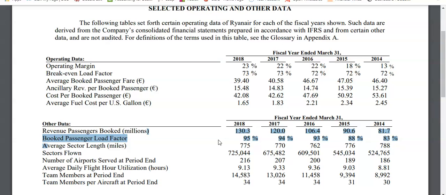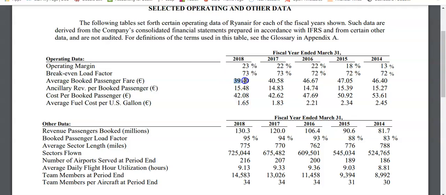So it's important that you understand that concept again, and Ryanair is a very good example where they actually disclose what their break-even load factor is. They go back and calculate historically what they need to break even in terms of the average passenger fare and the average ancillary revenue.